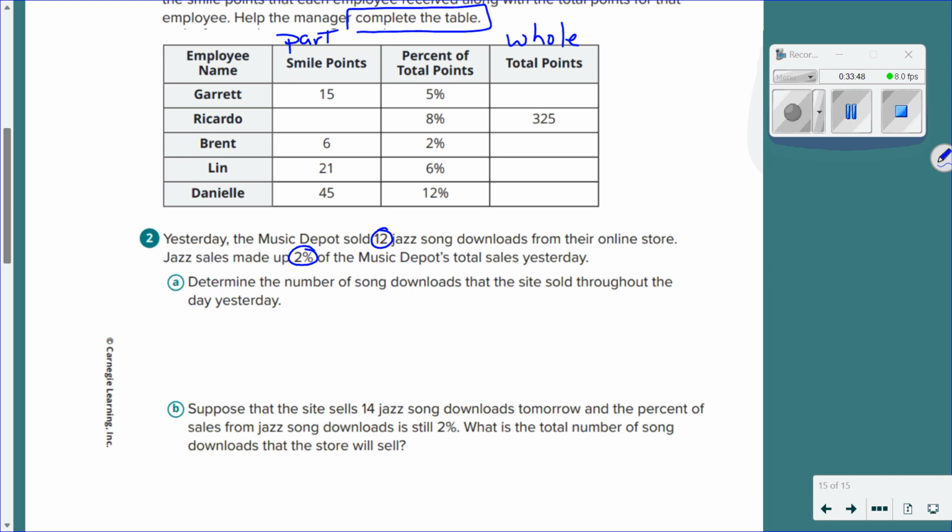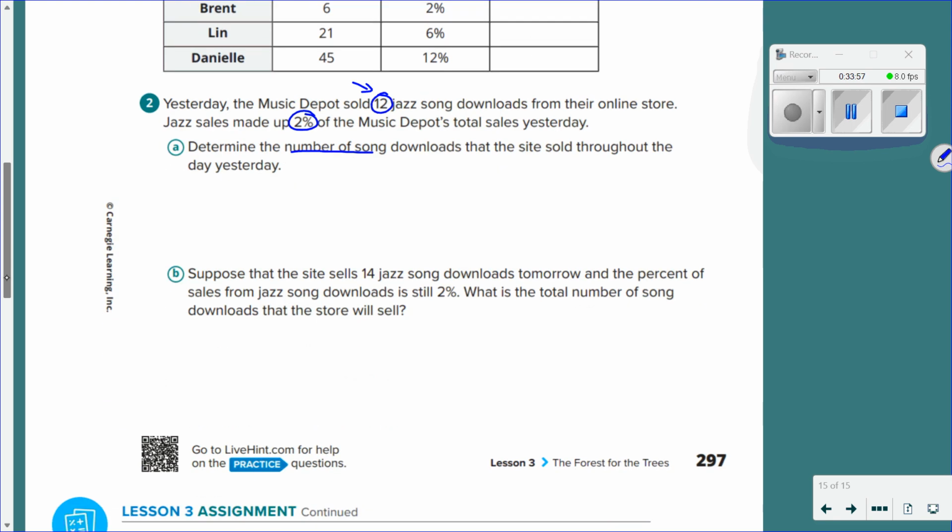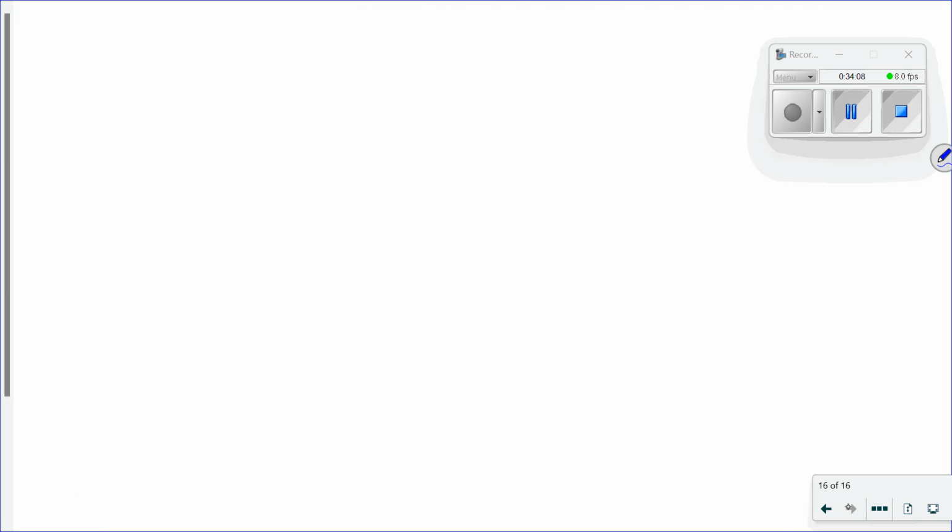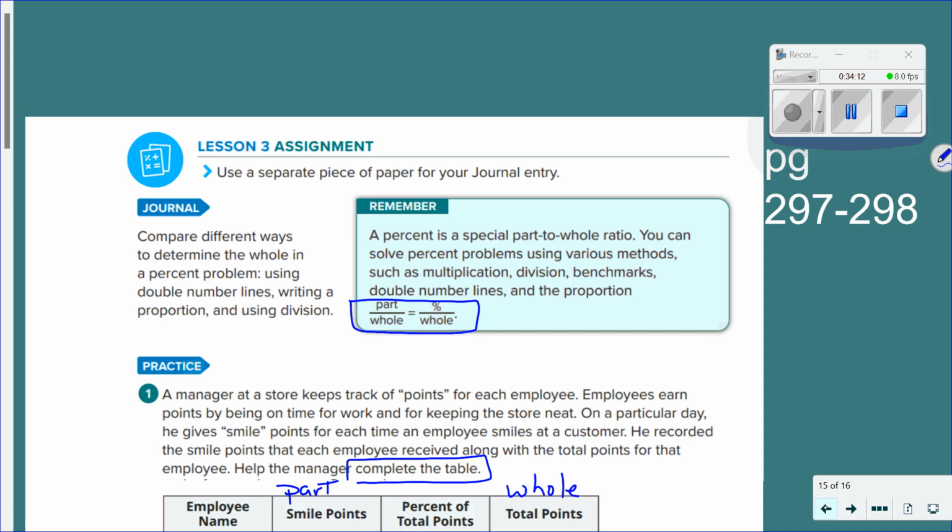So to determine the number, all I'm going to do is set this up. Here's another hint. That's your part. Suppose it sells 14 jazz songs and it's still 2%. Total number, guess what? That's still the part when you set up your proportion. Go to 298, or is it down below?